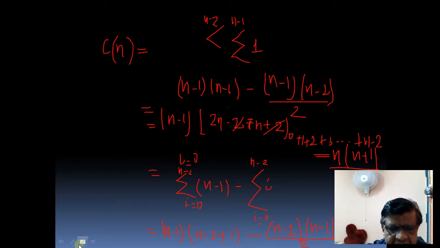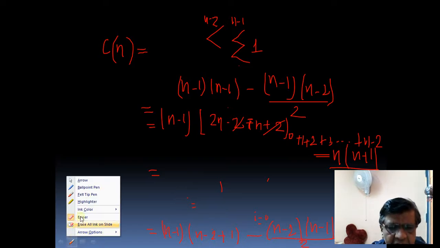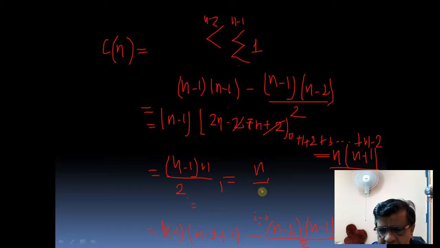So what we get now is (n-1) into n divided by 2. If you expand this, you will get n square by 2 minus n by 2.